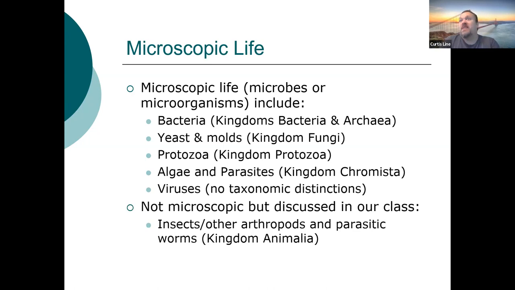Now, also within kingdom Animalia are things that we will, for now, call disease carriers. I'll put it like that. I don't want to give you the vocabulary word yet. We'll get there. But certain types of insects, certain types of parasitic worms, they are technically animals, but they can carry and transmit diseases to us. So we have to talk about those as well at various points in the semester.